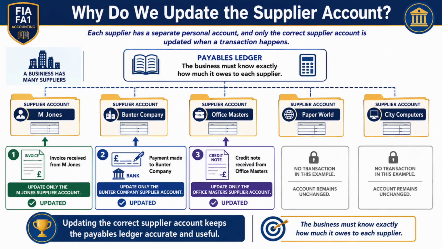Why do we update the supplier account? The business may have many suppliers. For example, M. Jones, Bunter Company, Office Masters, Paper World, City Computers. The business must know exactly how much it owes to each one. So, when an invoice comes from M. Jones, the M. Jones account is updated. When a payment is made to Bunter Company, the Bunter Company account is updated. When a credit note is received from Office Masters, the Office Masters account is updated. This keeps the Payables Ledger accurate and useful.